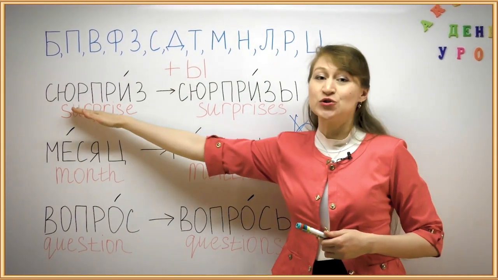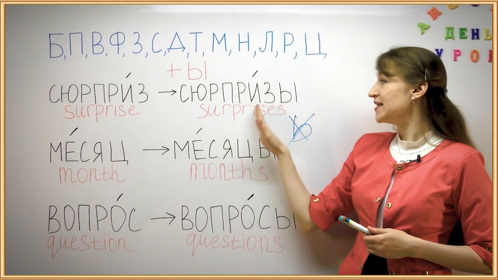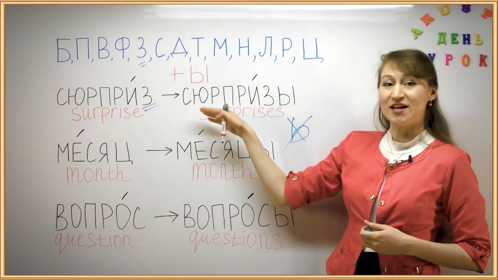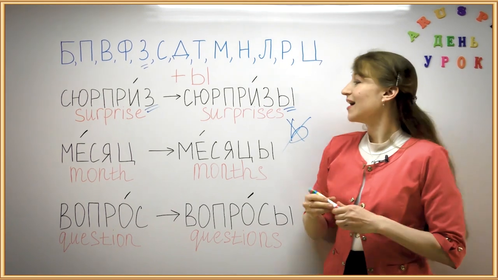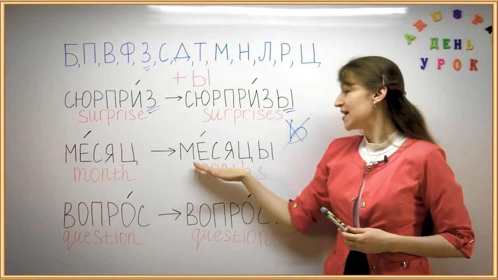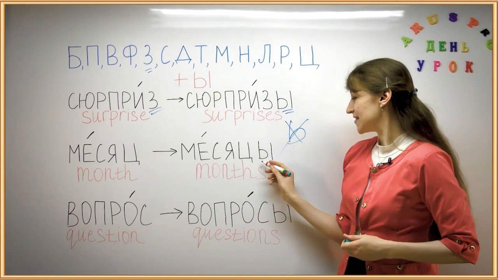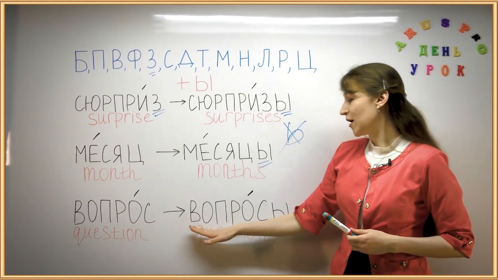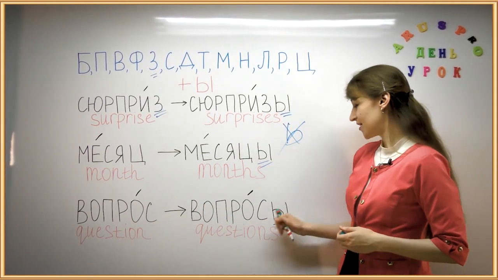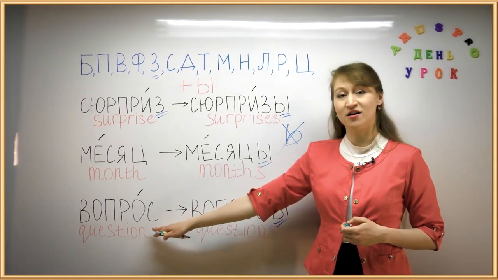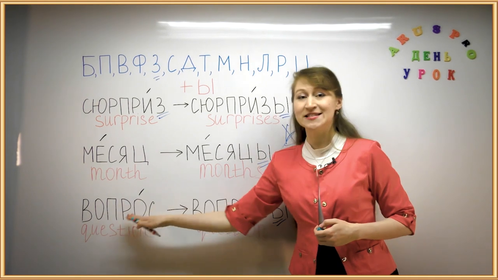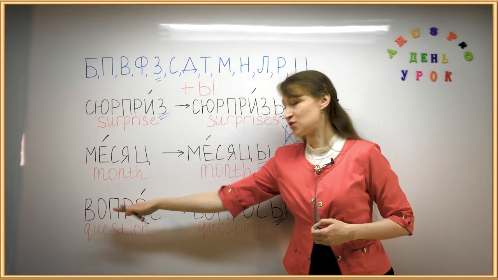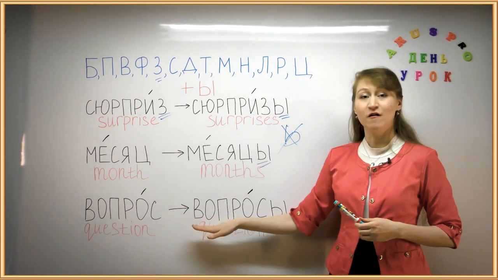For example, сюрприз, сюрпризы. You see, the noun ends in з, and we attached ы. Месяц, месяцы. Again, attached ы to the ц. Вопрос, вопросы. Ы is following с, the hard consonant с. Again, in this noun, вопрос, you noticed the unstressed о. So we say вопрос and вопросы.